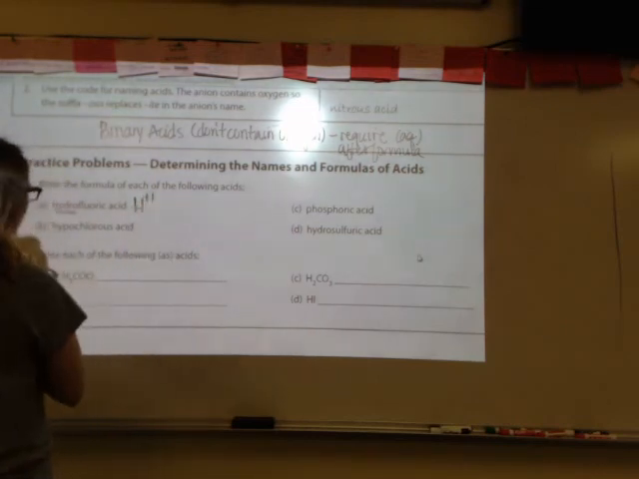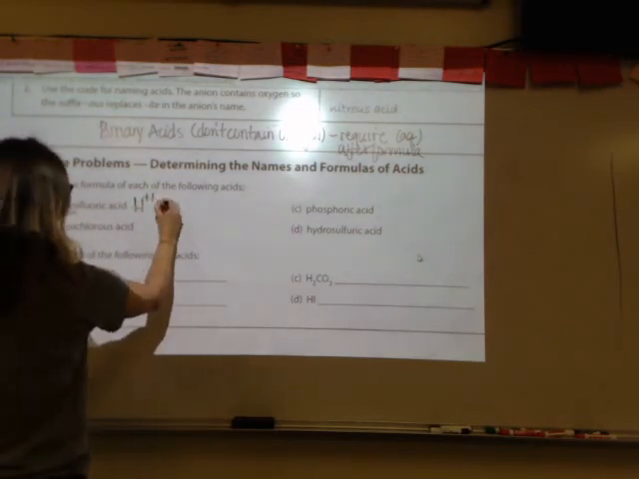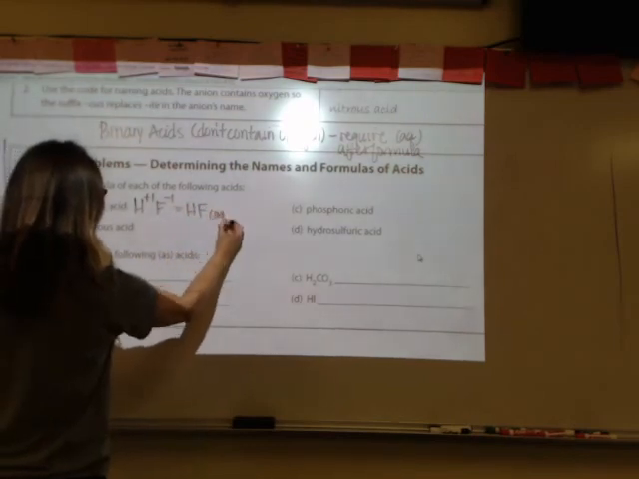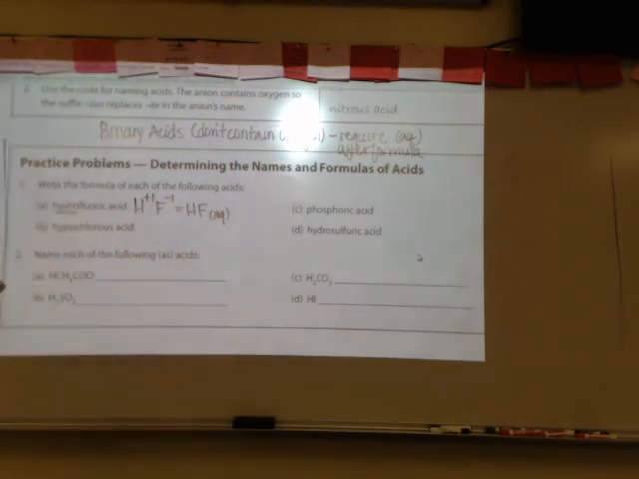So when I'm writing the formula for hydrofluoric acid, I know it doesn't contain oxygen because it begins with hydro. I partner it with fluorine. The numbers in the charges cancel. I get HF. Technically, you have to have the AQ after the formula.